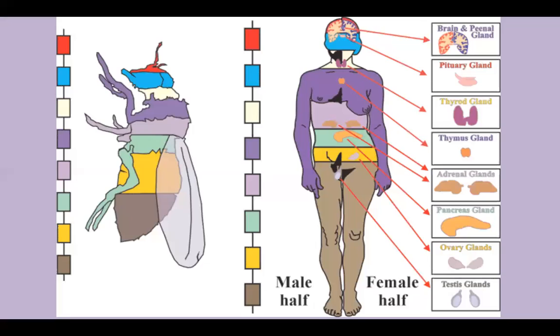So cool. So here we have a fruit fly versus a human, and you just look at how they are similar. Basically, the body parts are forming in the same pattern, which is what they kept saying in the video. We're all basically the same, or like different versions of the same thing.